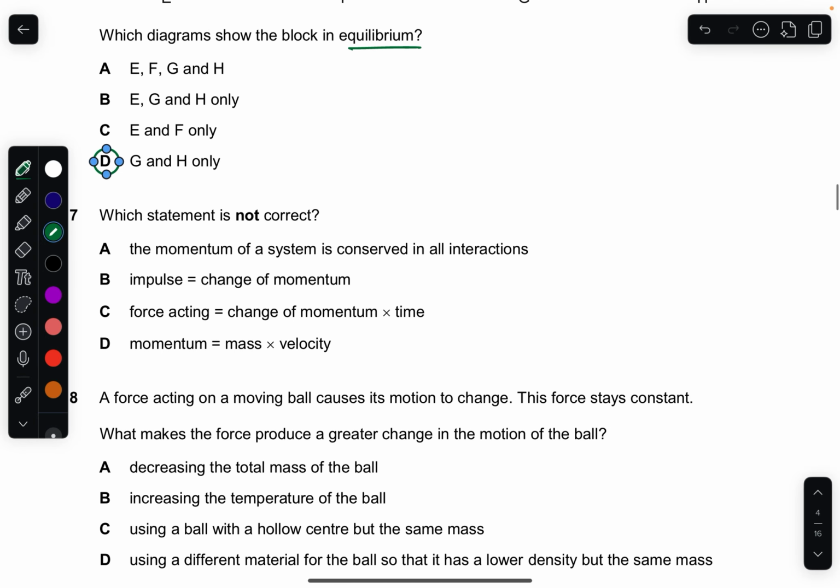The next question, which statement is not correct, you have to tell. The momentum of the system is conserved, that is correct. The only wrong option is option C. Force acting is equal to change in momentum over time. That is wrong, because we know F is equal to change in momentum divided by time. Else, all three A, B, and D are correct statements. We have to choose not correct.